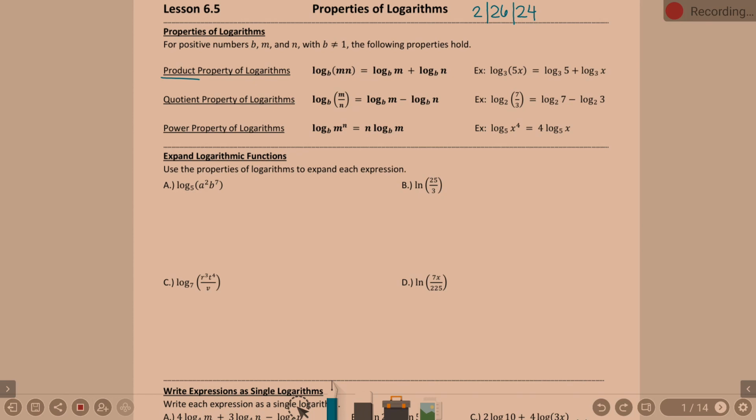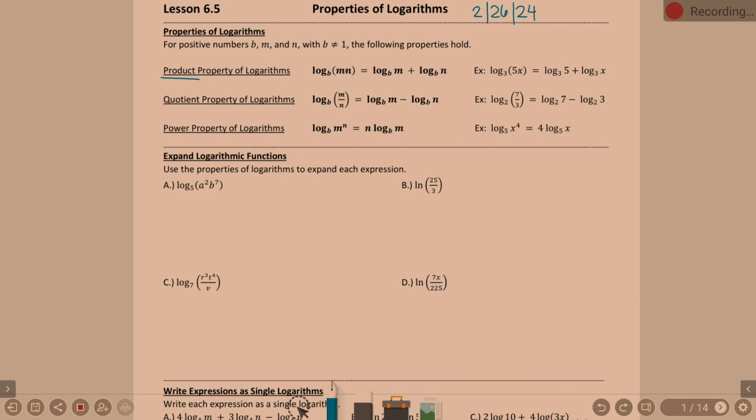The product property says that if you have a product inside the log, so notice m and n are being multiplied, you can take that product within the log and split it up into 2 logs being added. So the log of m times n can be rewritten as the log of m plus the log of n, obviously keeping the base the same. An example, log base 3 of 5x. Well, we know that 5x is the same as saying 5 times x. So I can break this up and rewrite it as the log of 5 plus the log of x.